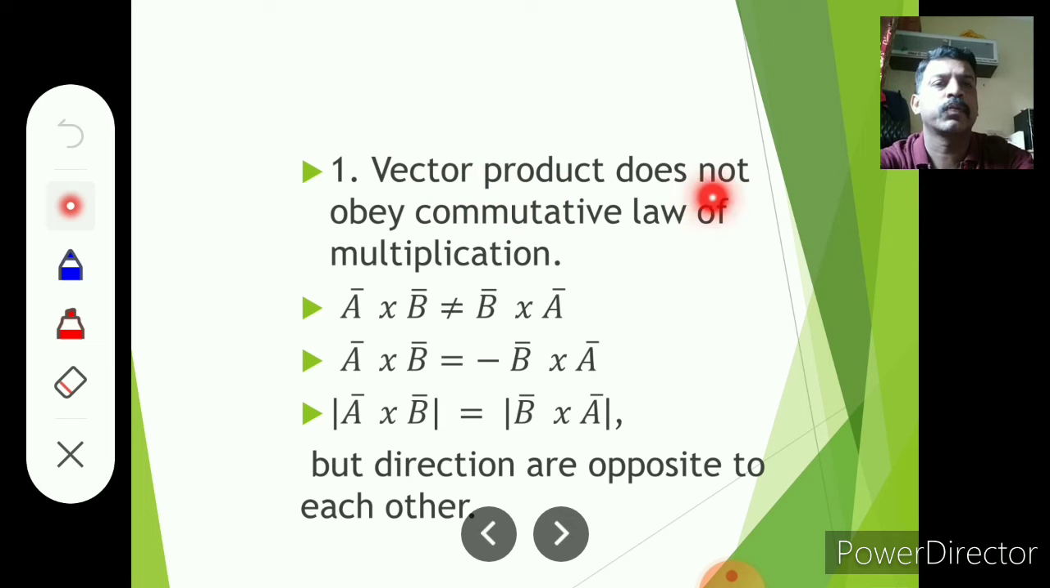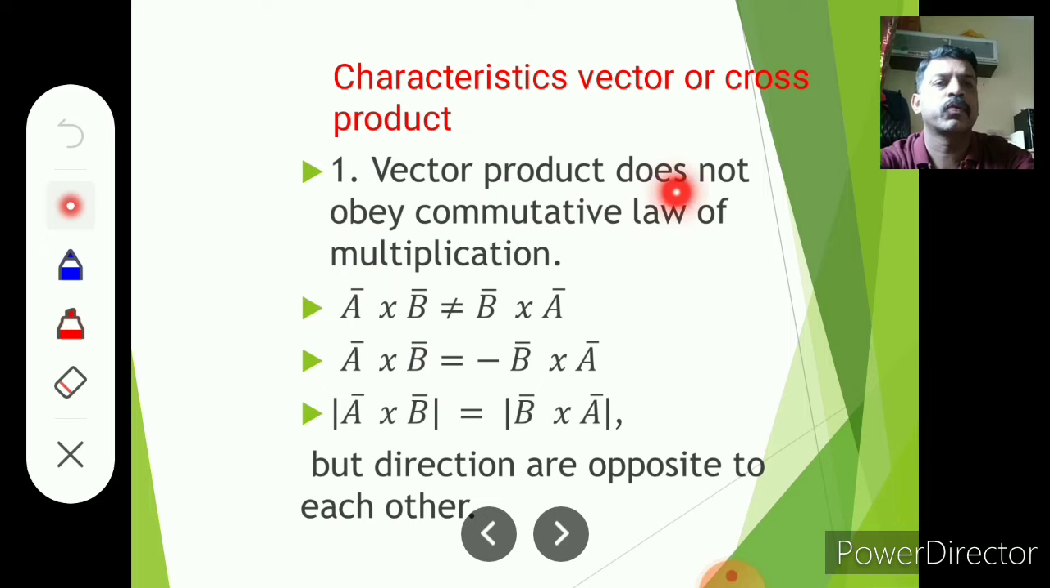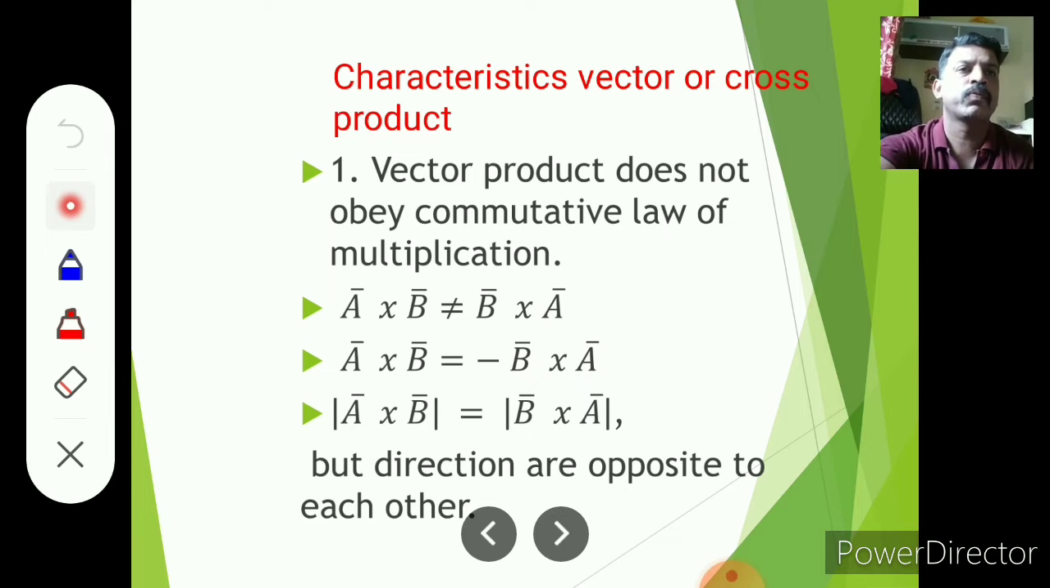Now the characteristic of vector product: the vector product does not obey the commutative law of multiplication. It means A cross B is not equal to B cross A. In case of scalars, the scalar product obeys the commutative law of multiplication, but in case of vectors, it will not obey the commutative law. A cross B is never equal to B cross A, but A cross B is equal to minus B cross A.